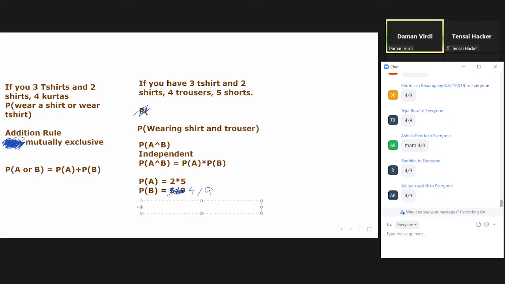Okay, so now what we have to do is just multiply them. Okay, 4 by 9, fine. So then we just have to multiply them. 8 by 45. Clear?